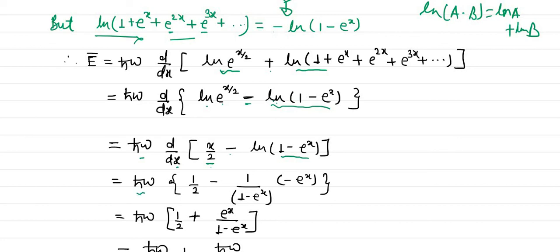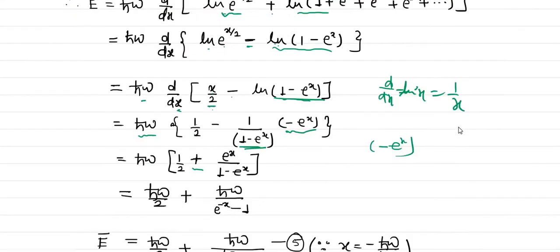So h cross omega as it is outside. The derivative of x by 2 is 1 by 2, as the derivative of x with respect to x will be 1. That's why minus, again the derivative of log: we know d by dx of log x will be 1 by x. So the derivative of this bracket is, minus as it is, 1 by 1 minus e power x into again the derivative of this bracket by our chain rule. The derivative of 1 is 0, it is constant. The derivative of negative e power x will be negative e power x. It is in multiplication at the numerator, so it is as it is. So this negative becomes positive. So half as it is plus e power x, and in the denominator 1 minus e power x.